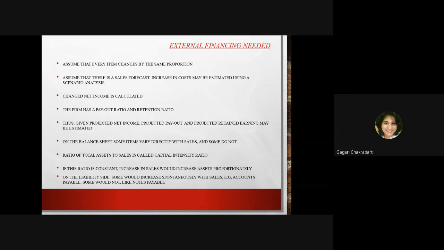But of course, once you know how to do it, you can always change your payout ratio and the retention ratio. Okay, so thus you will be having some projected net income, payout, and the projected retained earning may be estimated. Now the point is, on the balance sheet, some assets will be varying directly with sales and some will not. So along with this, we should have the balance sheet as well as the profit and loss account.